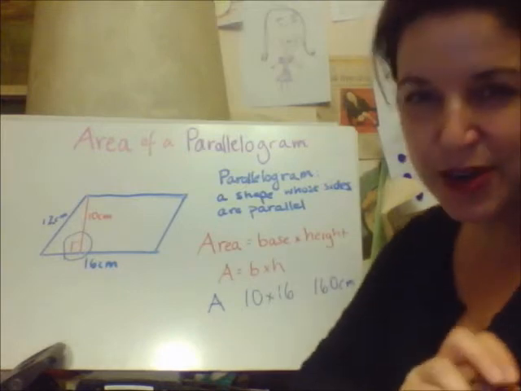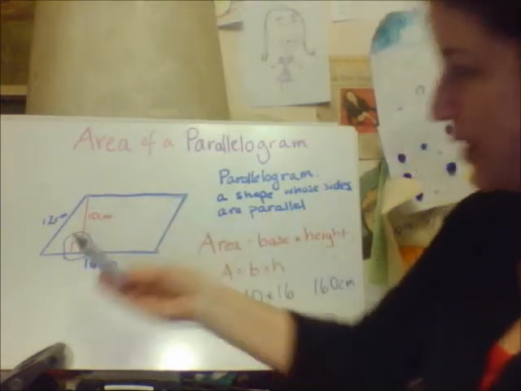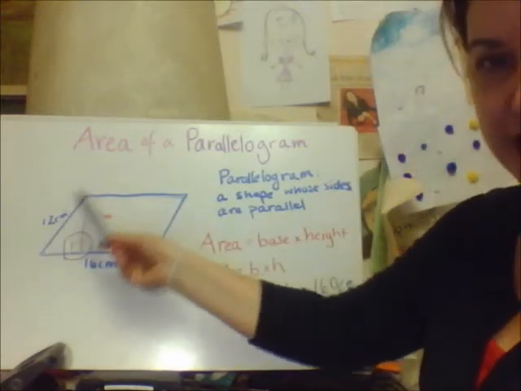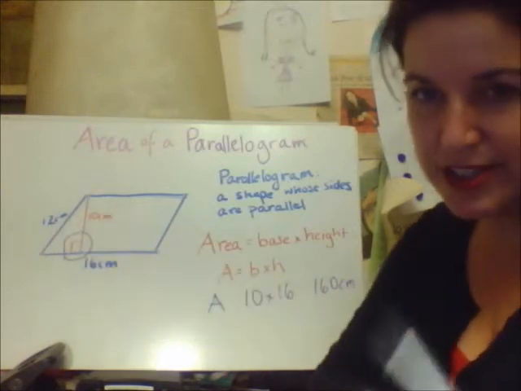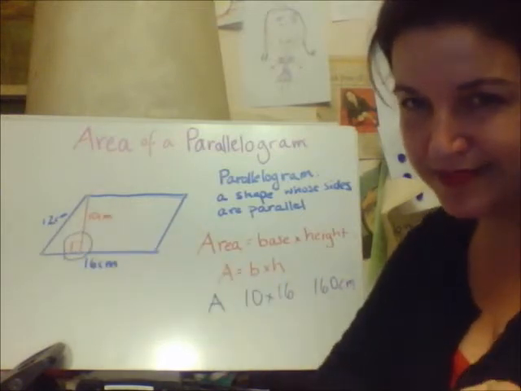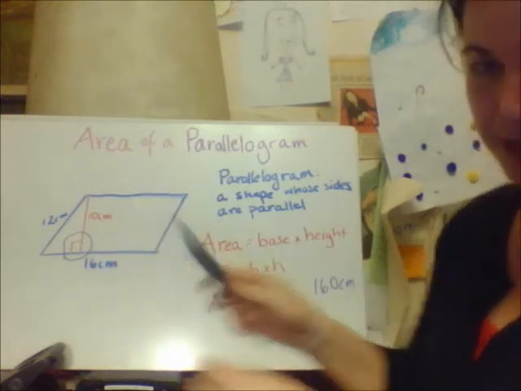Okay, so it's not really that tricky. It's pretty straightforward. You just can't fall for using the length of the side in a parallelogram. Don't forget to look for the height. Okay, we're looking for this right angle.